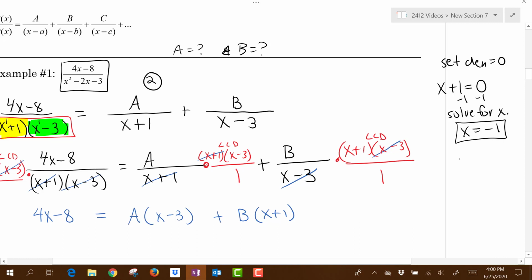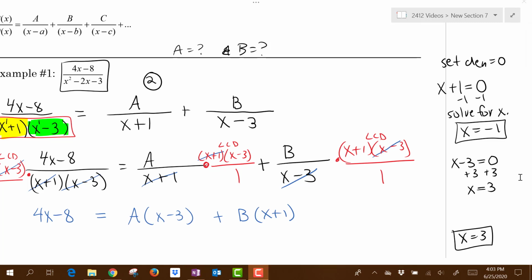What about x minus 3? What would cause that denominator to equal 0? You might be able to look at it and say, oh, I already know the answer is x equals positive 3. That's fine. Now, if you can't, you say, I really would like to have a procedure. How do I do that? Take that denominator, set it equal to 0, and solve for x. Okay, I get x is equal to 3.